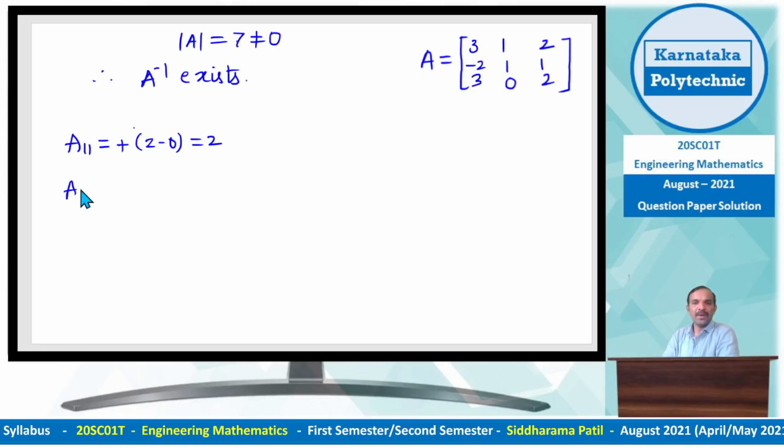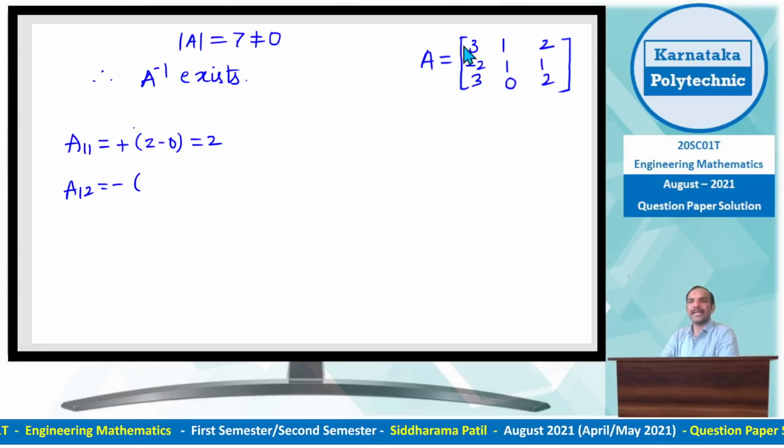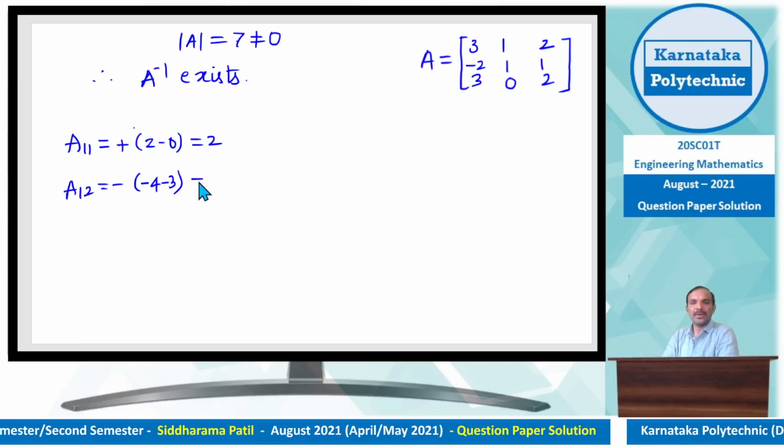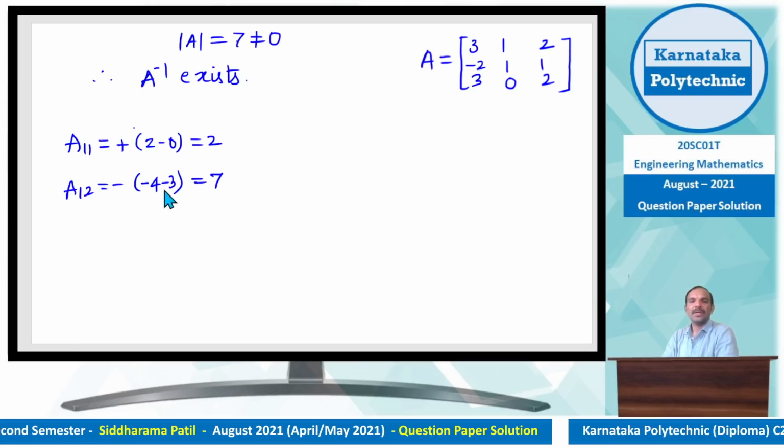Next, A12, minus. Delete the first row and second column: minus, 4 minus 3, that is equal to 7.